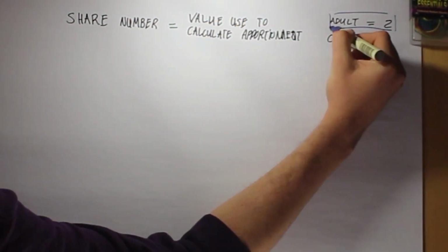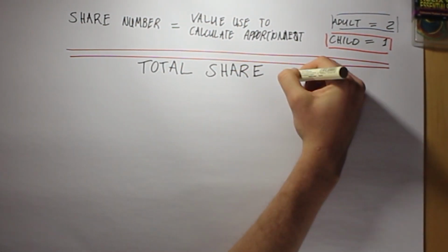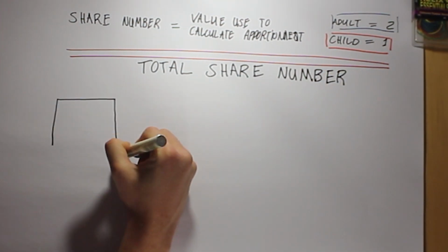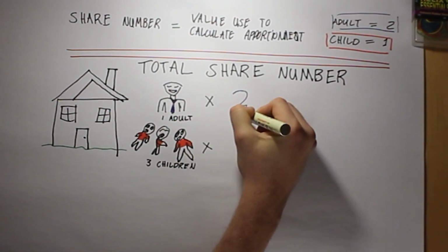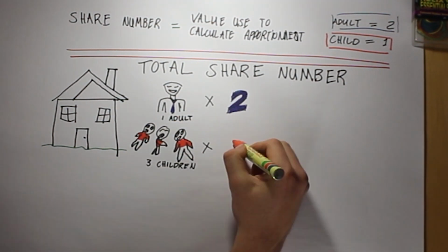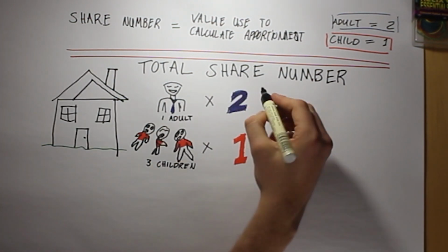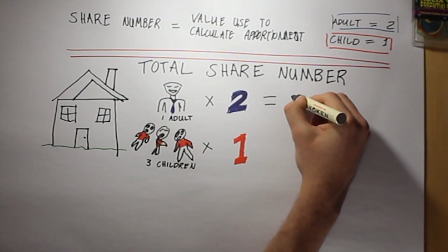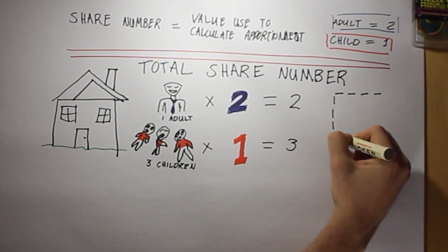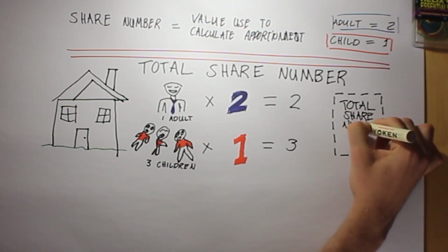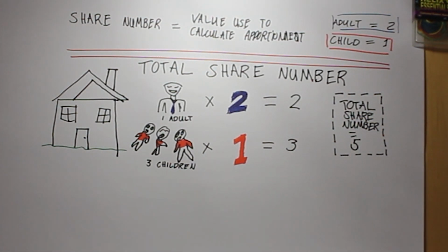Remembering these things, we need to take a look at the total share number of a house. Let's look at an example here where we have a house that has 1 adult and 3 children. Applying the share numbers onto these, we can see that the adult in this household has a total share number of 2 and the children have a total share number of 3. This will give us a total share house number of 5. Now, having the share number of an individual member and the share number of the entire house will help us to calculate apportionment of maintenance funds.